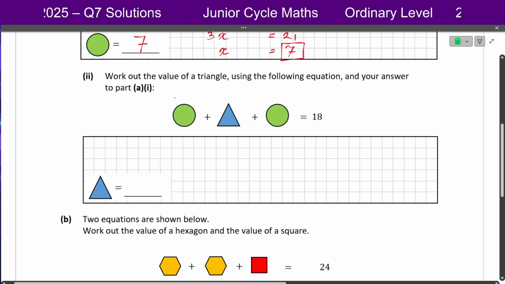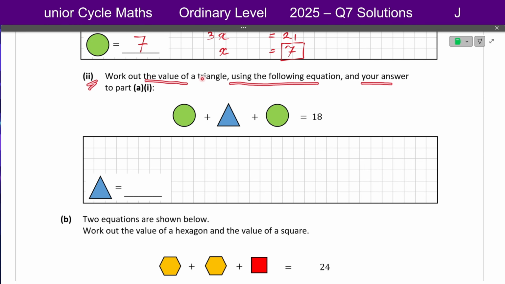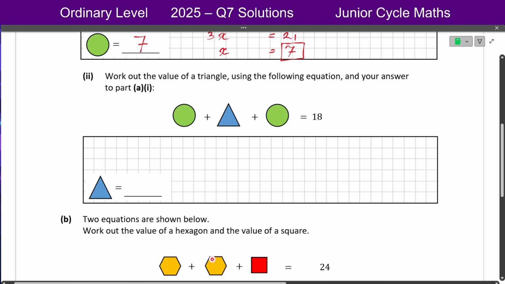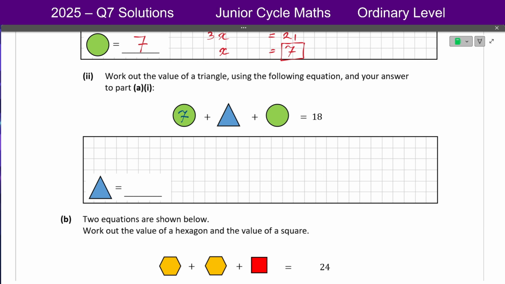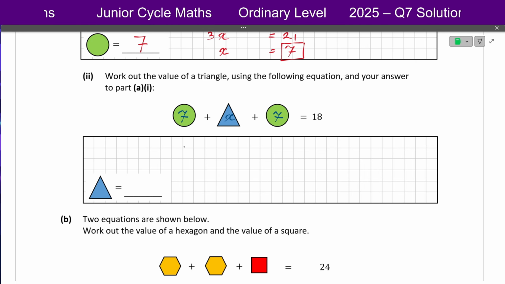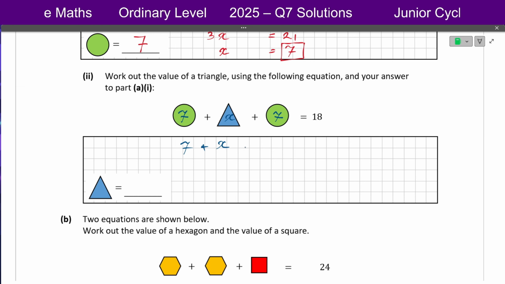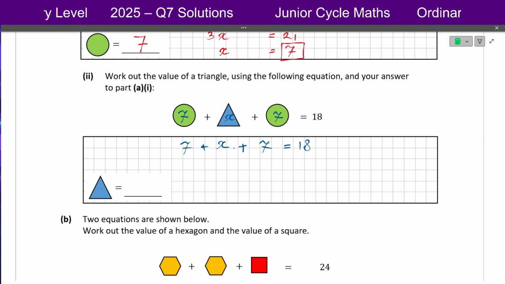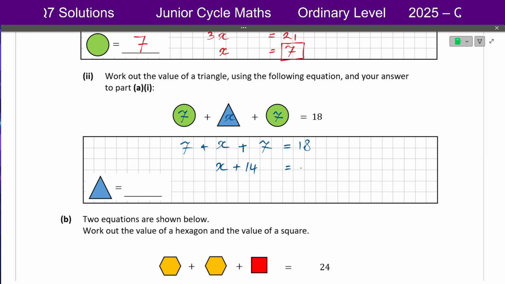And in the second part, it says work out the value of a triangle using the following equation and your answers from the previous part. So we know that the value of the circle is 7. So we write down 7 for the circle, and we have another 7 here, and here we have, maybe you can say, x. So we write down the equation: 7 plus x plus 7 equals 18. So 7 plus 7, we have 14. So we can say x plus 14 equals 18.